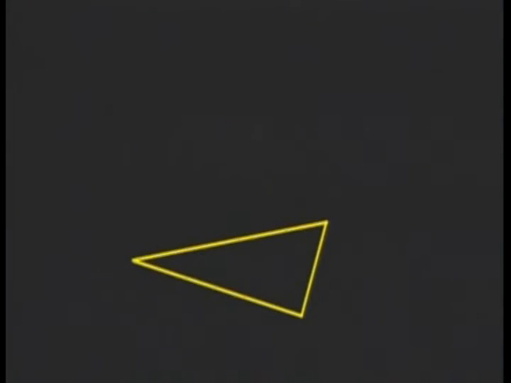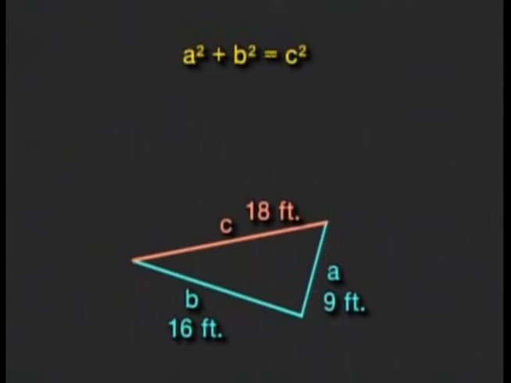How about this one? The triangle has sides of 9 feet, 16 feet, and 18 feet. It looks like a right triangle. If it is, the 18-foot side will be the hypotenuse, C. The other sides will be the legs, A and B. We'll find out if this is a right triangle by using the Pythagorean theorem. Substitute 9, 16, and 18 in the formula.